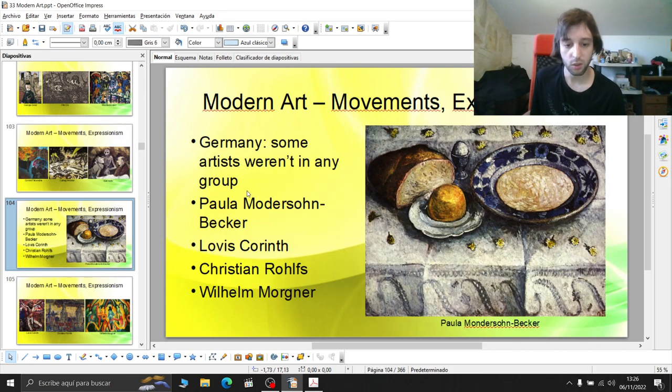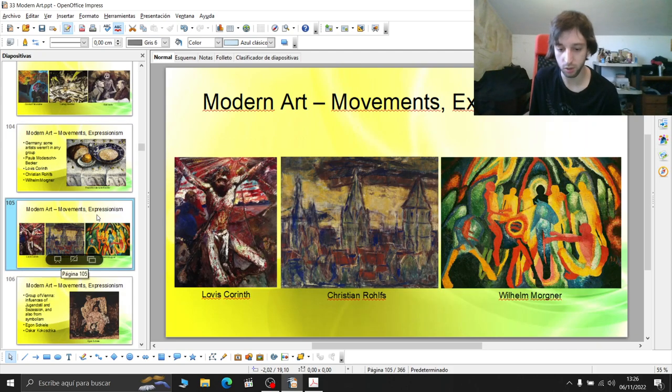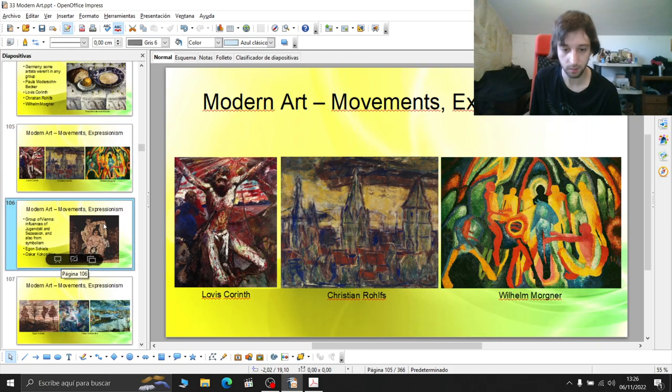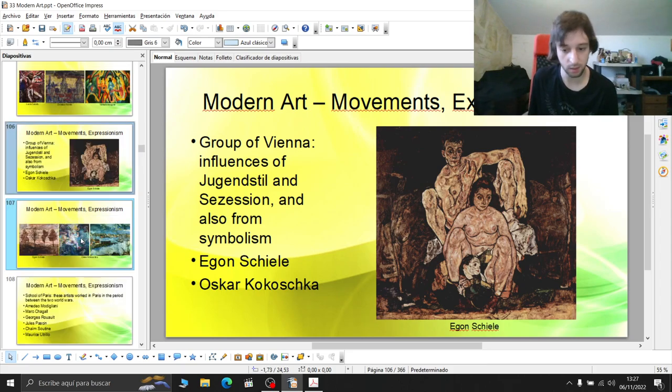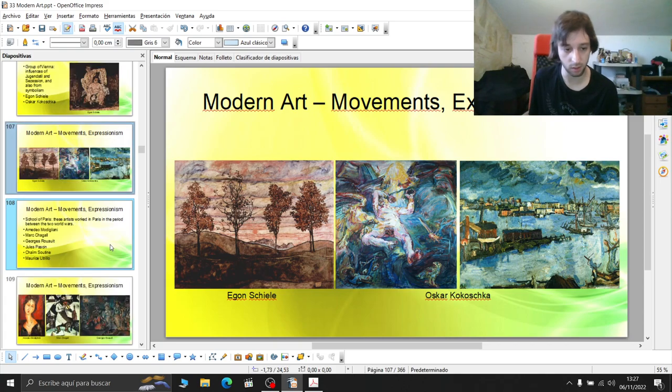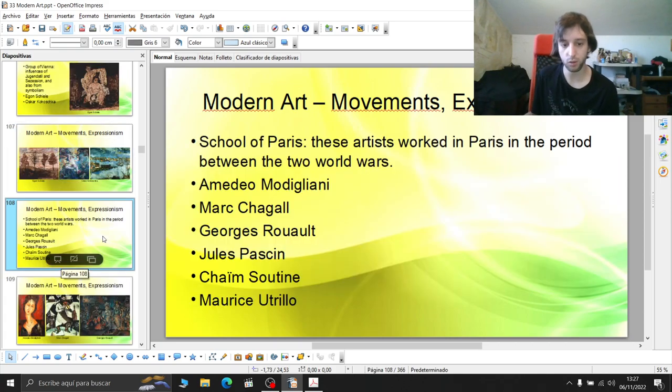Germany. Some artists weren't in any group, like Paula Modersohn-Becker, Lovis Corinth, Christian Rohlfs, and Wilhelm Morgner. Here you see examples of everything. Group of Vienna, influences of Jugendstil and Secession, and also from Symbolism, with artists like Egon Schiele and Oskar Kokoschka. Here you see examples.